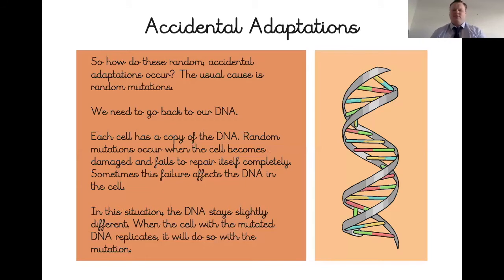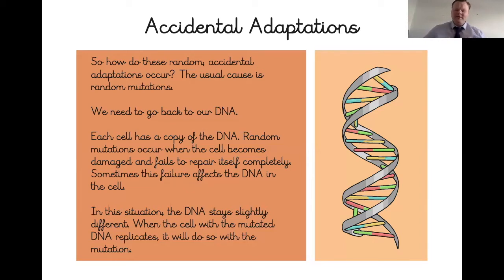So this is the really big science bit now. This you'll study a lot more of in secondary school, but I want to set you up ready for when you go to secondary school so you can blow your teachers away. How do these random accidental adaptations occur? Well, the usual cause is something called random mutations.